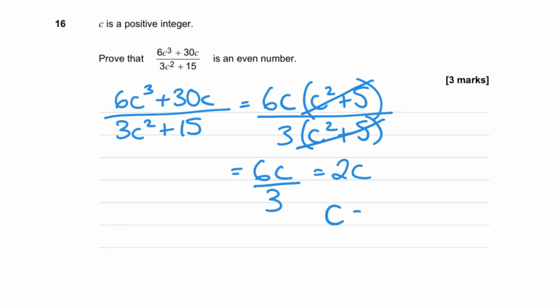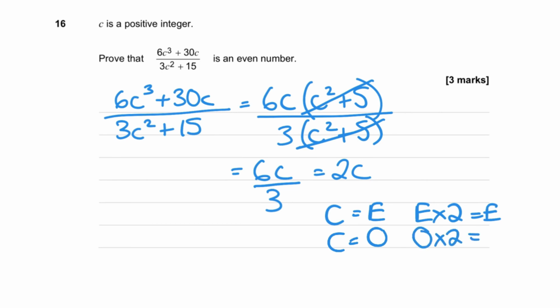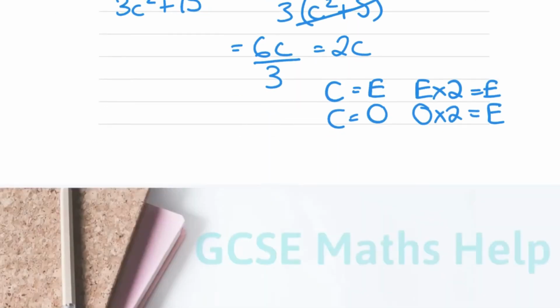So if c turns out to be an even number times 2 is an even number. If c turns out to be an odd number times 2 is equal to an even number. So it doesn't matter what number c ends up being, this expression is always going to be an even number.